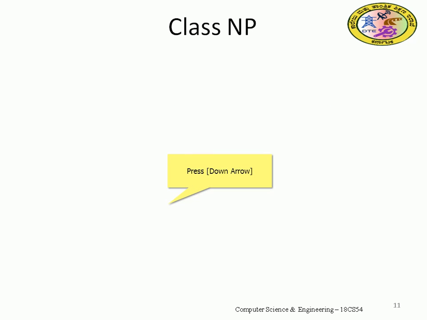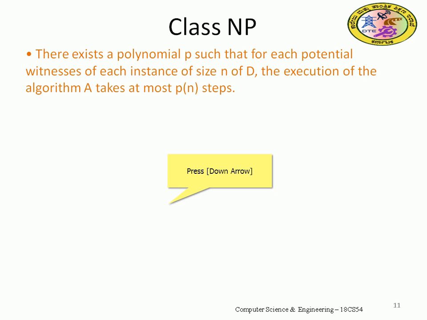Continuing with this class NP, there exists a polynomial P such that for each potential witness of an instance of size n of D, the execution of the algorithm A takes at most P of n steps, a maximum of P of n steps for the n input of D. P of n steps is essential.